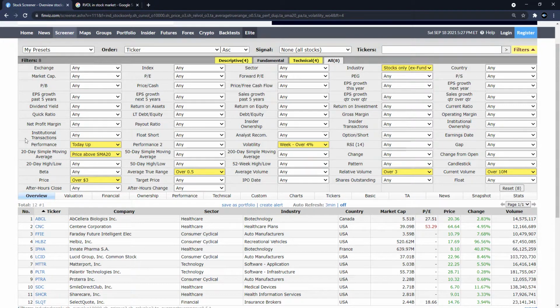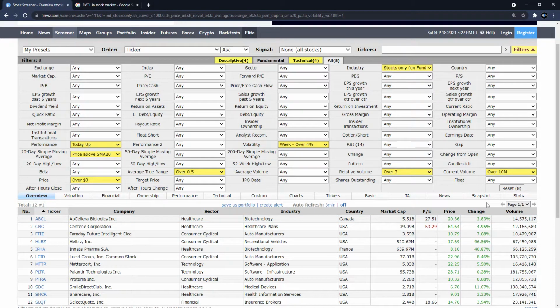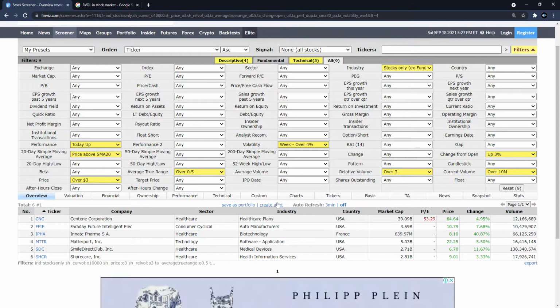Of course, up. As you see, all these indicators kind of give us a stock or stocks that are in a great upside move, where the volatility is up, the average true range is up, the relative volume is up, and then we want the stock to be up 3% that day. 3%. You can go with 2 or 1. And we're going to be left with 3 stocks.